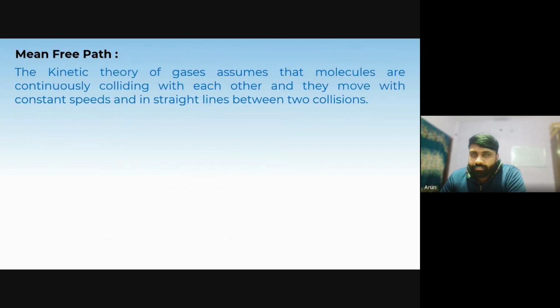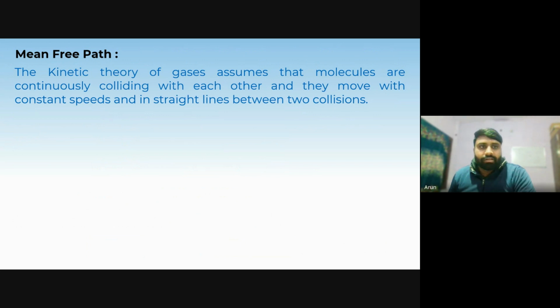Firstly, we will see the mean free path. I will give you the idea about mean free path. Mean free path is not a very big concept. When an atom makes a collision with another atom, after that collision it will move free, and then it makes the second collision. So the distance covered between any two successive collisions, the average of that distance, is the mean free path.